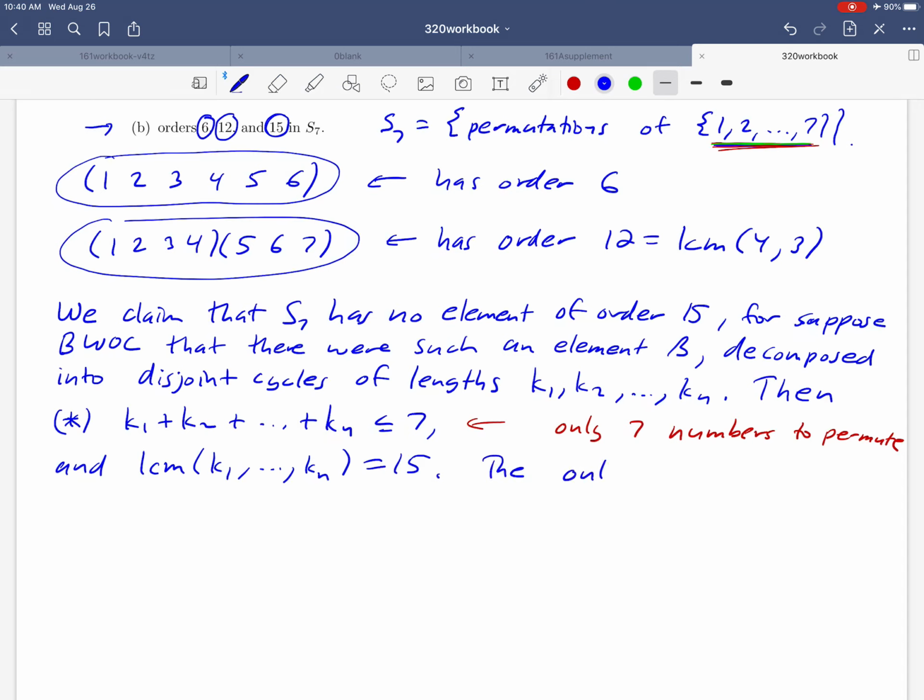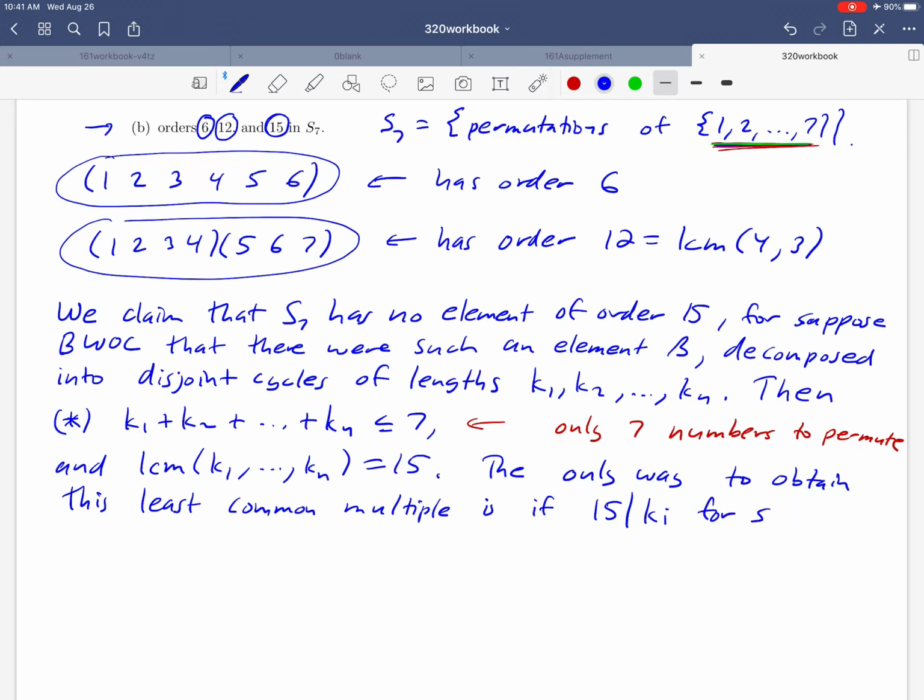Let's write that down. So the only way to obtain this least common multiple is if 15 is a divisor of one of the ki's. Remember that notation, 15 divides ki for some i, or 3 divides ki and 5 divides kj, for some i not equal to j. That second part of the sentence just says that one of the k's has a factor of 3 and the other one has a factor of 5. That would be another way we could get a least common multiple of 15.